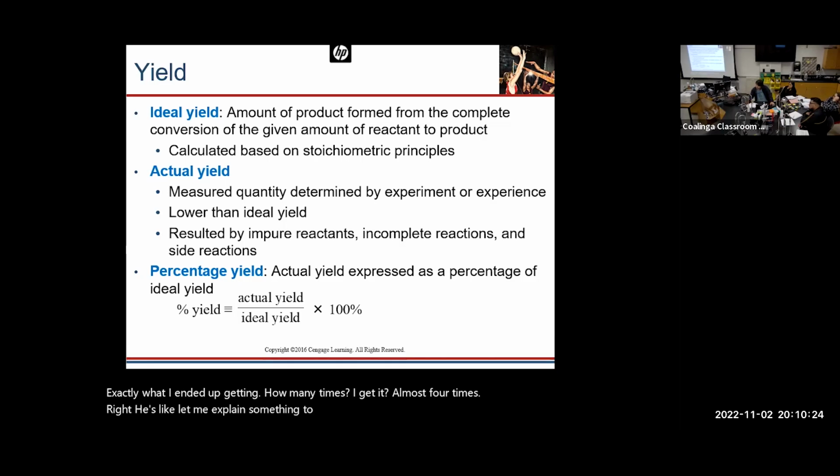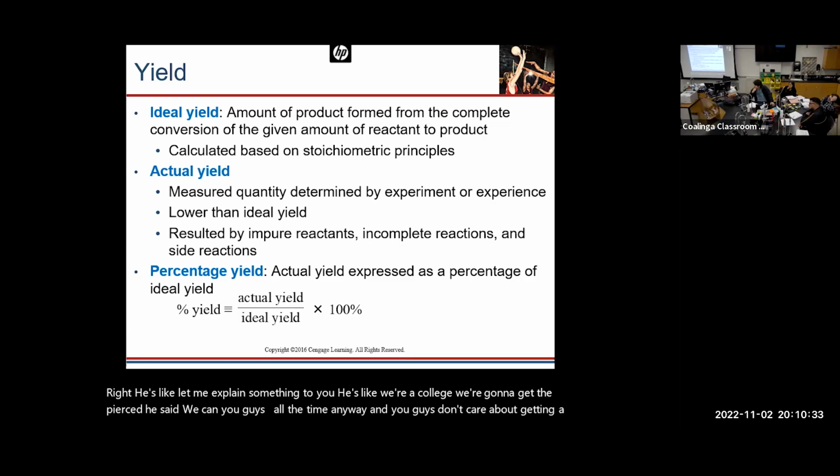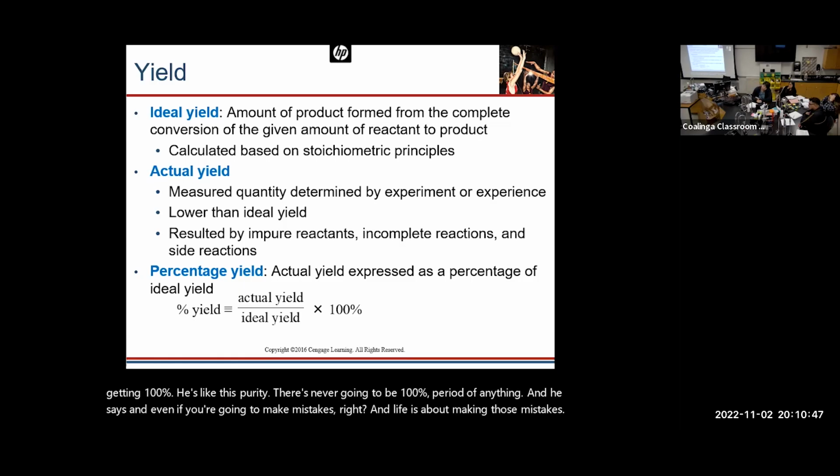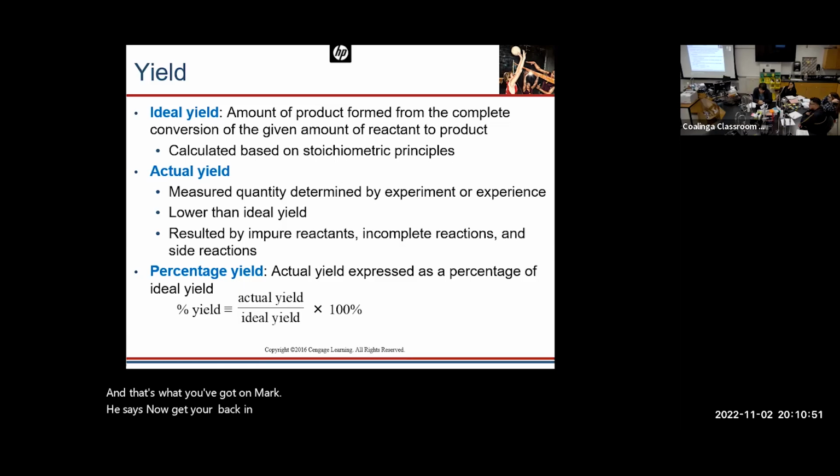He's like, let me explain something to you. We're a college. Where are you going to get the pure stuff? Because you guys mess up all the time anyway, and you don't care about getting 100%. There's never going to be 100% purity of anything. And even if it was, you're human. You're going to make mistakes, right? And life is about making those mistakes, and that's what you've got to learn. Now get back in there and get your lab notebook, and finish up this lab so I can go home.